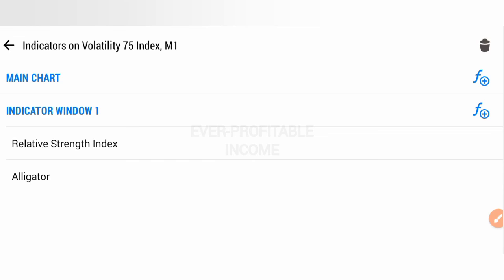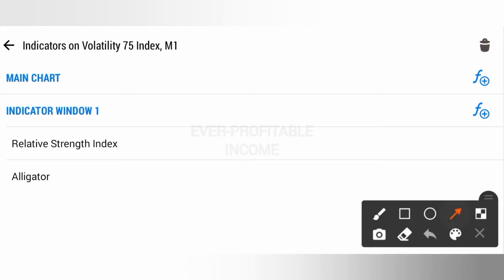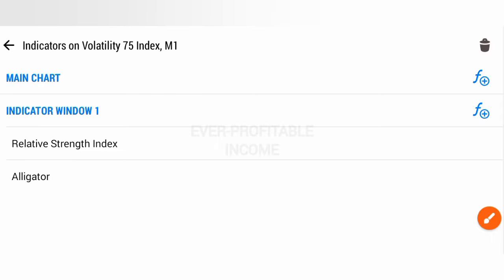So here we are on the indicator window. We don't have any indicator on the main chart, but you can add your simple moving average if you want to, to guide you if it has crossed over to the other side. But let's focus on what we have right here. On the indicator window, we have the RSI right here. Let's check out the settings.